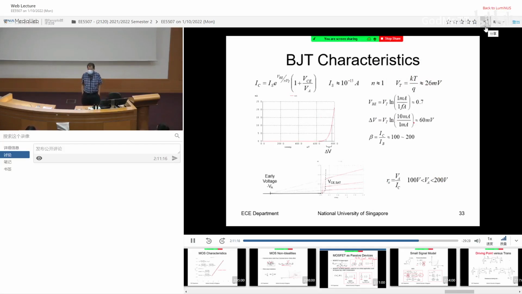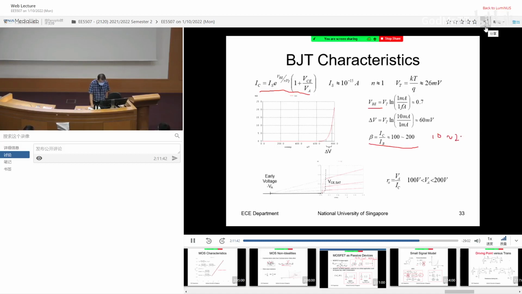So BJT, exponential behavior, you all know, so I'm not going to go into the detail. This is the exponential relationship. Usually the turn-on voltage is about 0.7. The current gain is 100 to 200. But remember, if you are using the parasitic BJT device in the CMOS process, you don't get 100 to 200. You only get 10 to 20.